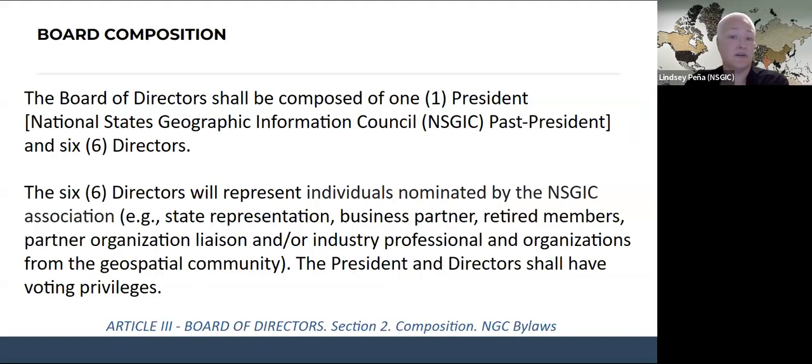So this just gives you a view of the board composition, and this is from the bylaws. So you saw the initial board, but the overall board moving forward will contain the one president, which is always going to be the NSGIC past president, and then 6 directors. These 6 directors will represent individuals that are nominated by the NSGIC Association. So they can either be state representation, business partners, retired members, partner organization liaisons, or other industry professionals and organizations from the geospatial community. And the president and directors will have voting privileges.